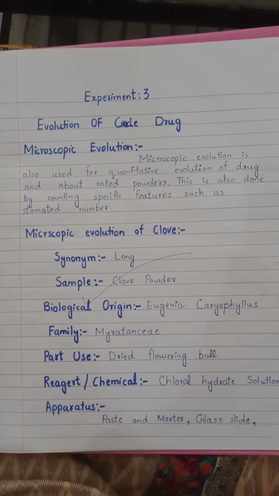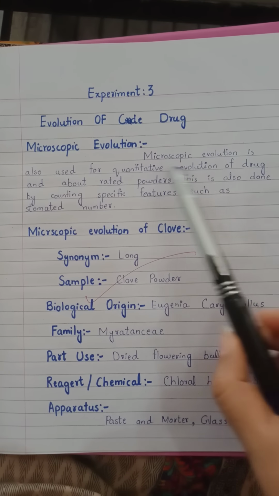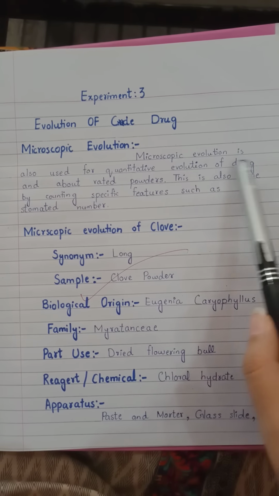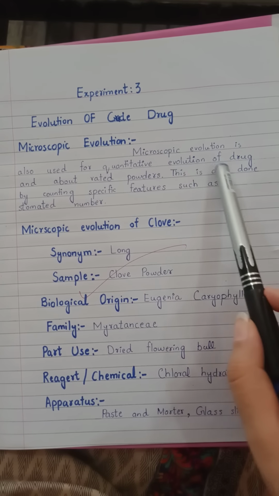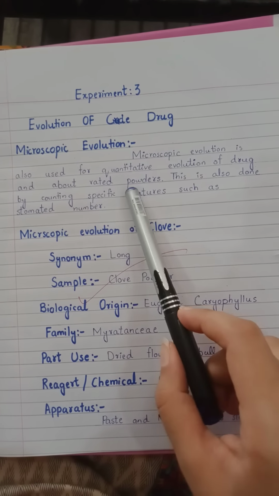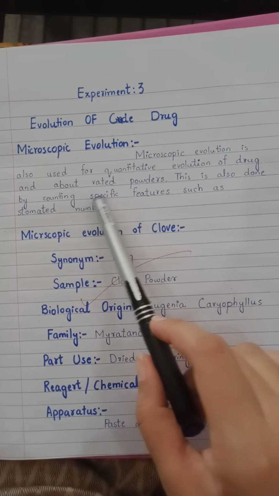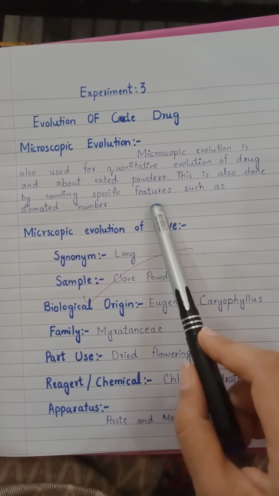Today we will discuss evaluation of crude drugs. First of all, microscopic evaluation. Microscopic evaluation is also used for quantitative evaluation of drugs and for treated powders. This is also done by counting specific features such as stomata number.